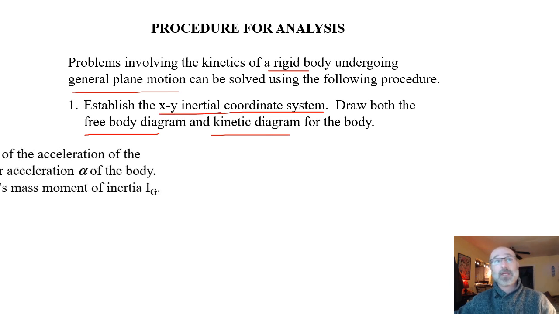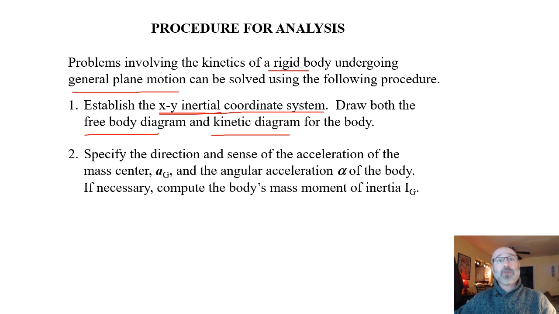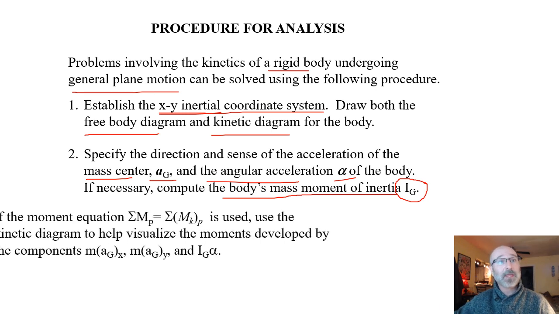Next, we want to specify the direction and the sense of the acceleration of the center of mass. So what is our a sub g? And the angular acceleration, our alpha, of the body. If necessary, we want to compute the body's mass moment of inertia, our I sub g. We may need to look up the I sub g formula from our tables for whatever shape or object we're using.